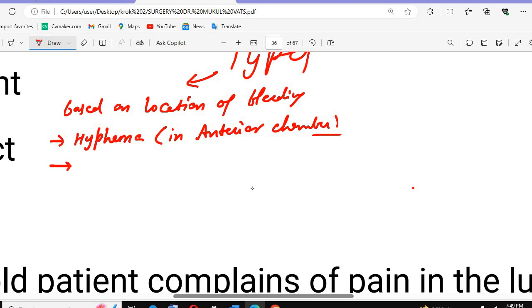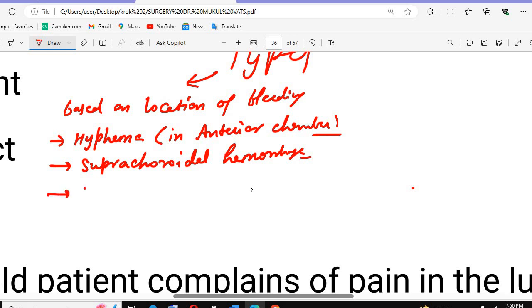It can be a suprachoroidal hemorrhage, which is a rare complication and mainly occurs due to cataract surgery or other intraocular surgery. In this condition, there is a space between the choroid and the sclera. We call this the suprachoroidal space, and in this region there will be hemorrhage or bleeding.